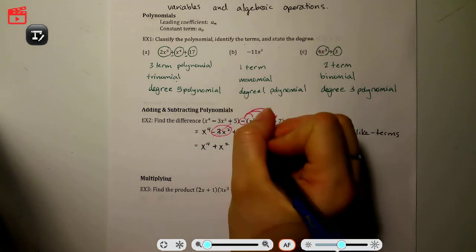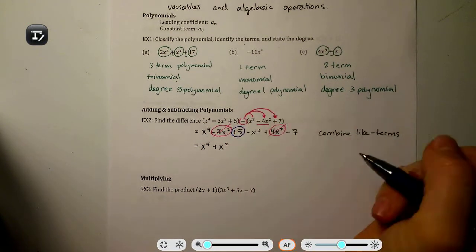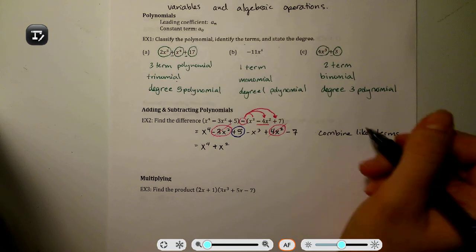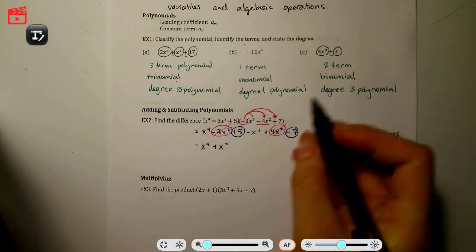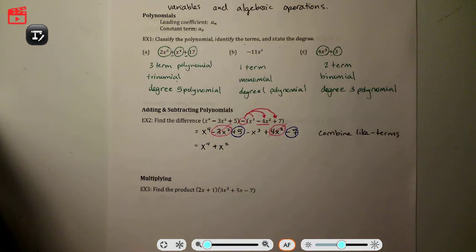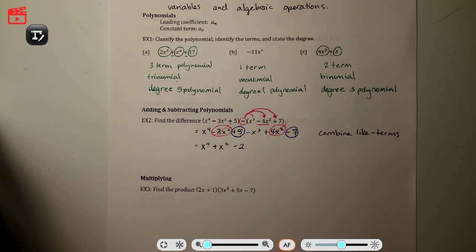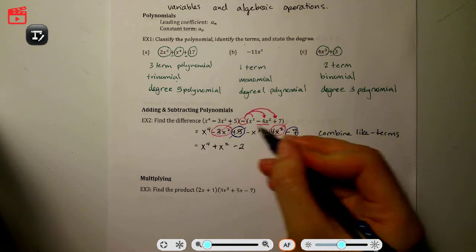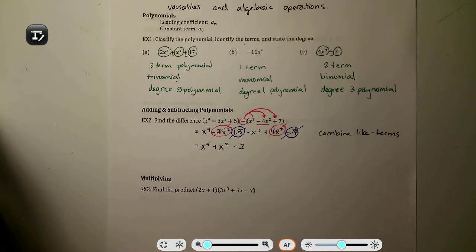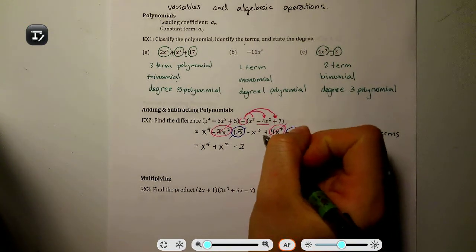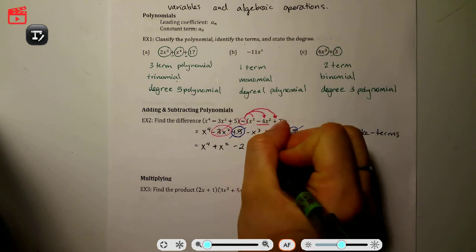Let's see. Do we have a constant term? Oh, we have another one right there. Negative 7. So 5 minus 7 is going to be negative 2. And we're done with those terms. And one term that we haven't looked at would be the negative x cubed, but that one doesn't have anybody else. So write negative x cubed.